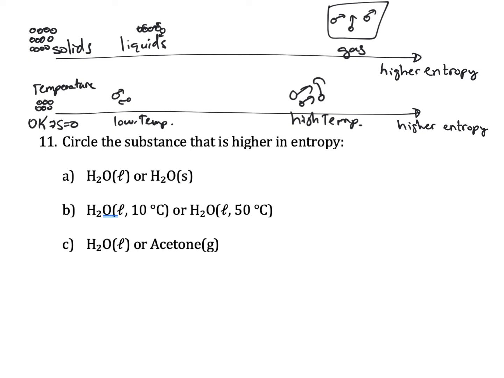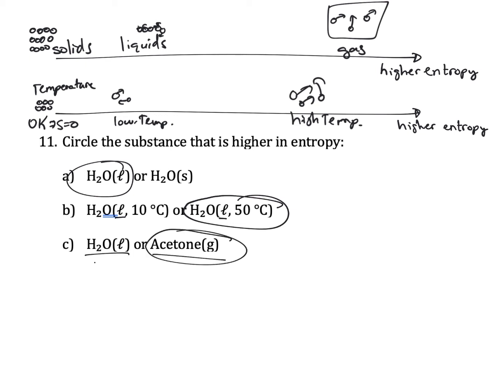Liquid versus solid: the liquid has higher entropy. Higher temperature, again, for the same state of matter: the higher the temperature, the higher the entropy. Again, this is a liquid versus a gas. Gases all have much higher entropy than solids and liquids.